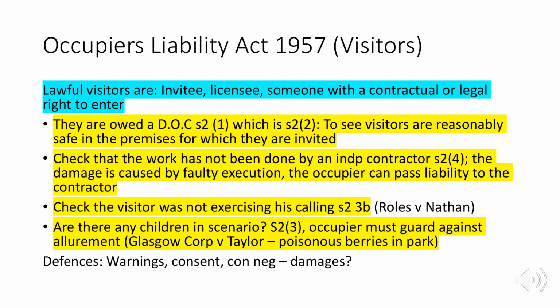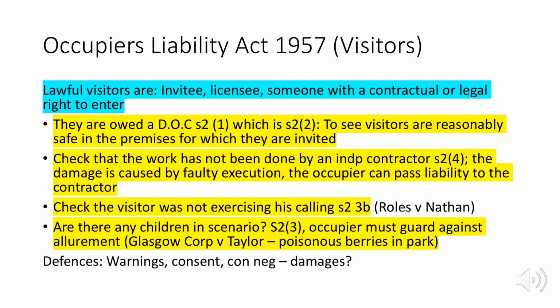Now, there are 2 sections to occupiers' liability. The first one is the 1957 Act, which corresponds to visitors. Lawful visitors are an invitee, a licensee, or someone with a contractual or legal right to enter. They are owed a duty of care under Section 2, Section 2.2, to see visitors are reasonably safe in the premises for which they are invited.